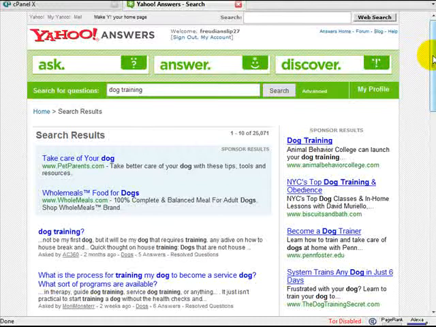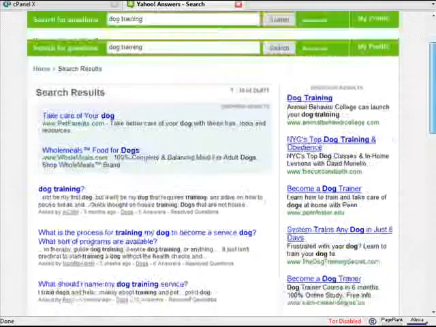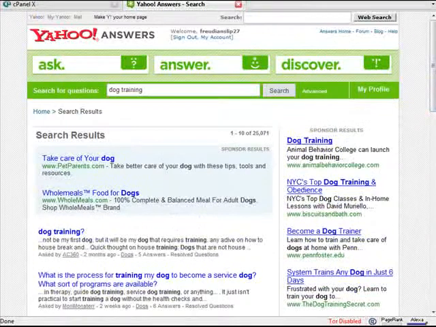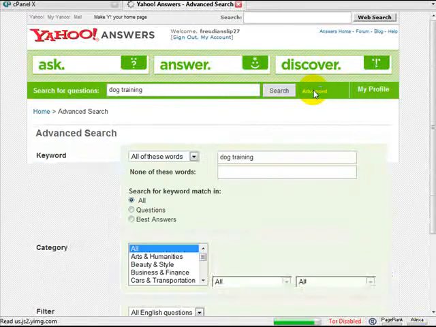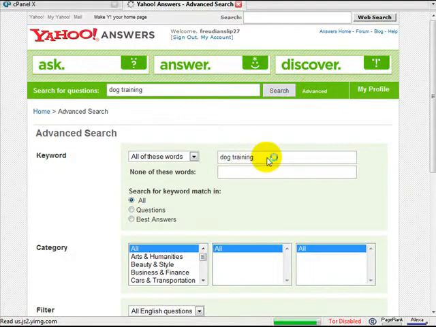When somebody asks a question, you have a limited time to answer it, and then that person picks the best answer, and then, of course, the question's closed. So we want to only focus on questions that have not been closed yet. So we want to click on advanced search. Again, this is really, really important. So now this time, let's do a search for the words dog training.